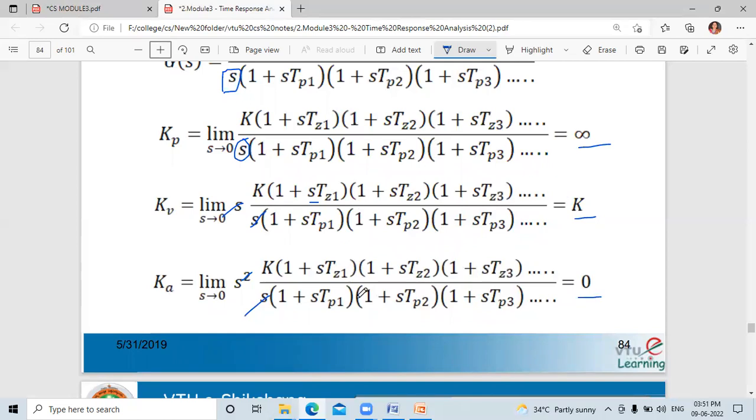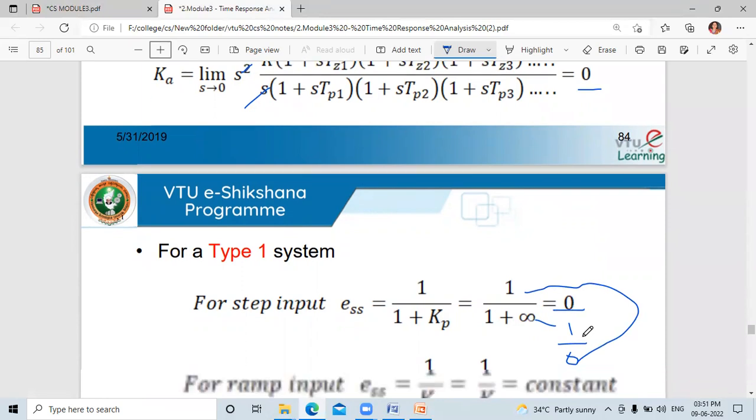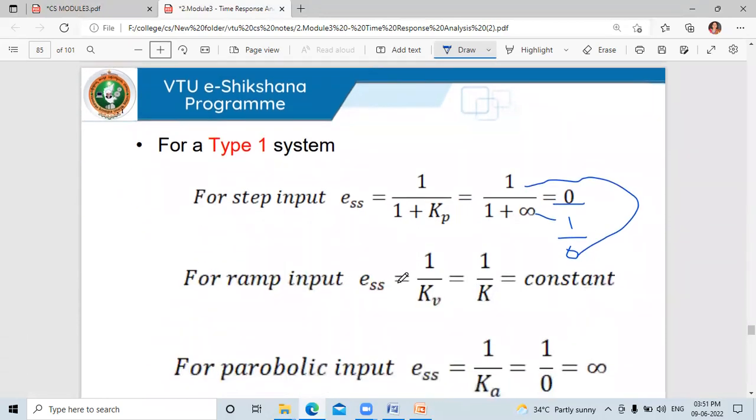Now you substitute in the equation, that is ESS equals 1 divided by 1 plus Kp. Kp value is infinity. So infinity can be written as 1 divided by 0, so 0 will come to the numerator. So its value is 0. Okay. So for ramp input, ESS equals 1 divided by Kv. Kv value is K, we got for type 1 system. For parabolic input, ESS equals 1 divided by Ka, that is 1 divided by 0, that is equal to infinity.